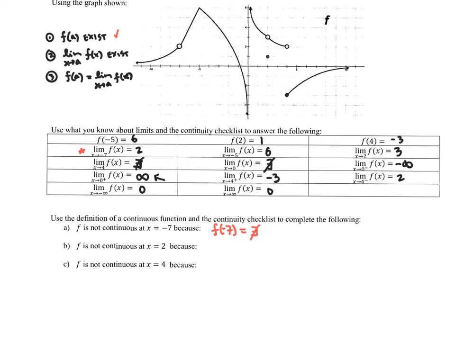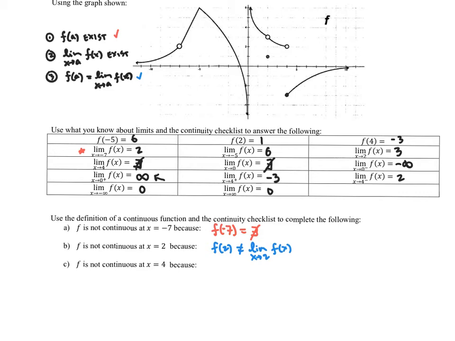Okay, let's look at part B. F is not continuous at x equals 2. As I look around x equals 2, the limit exists and the value exists, but the limit does not equal the value. So that's a violation. F of 2 does not equal the limit as x approaches 2 of f of x. So that's a violation of criteria number 3. Even though 1 and 2 are satisfied, 3 is not.